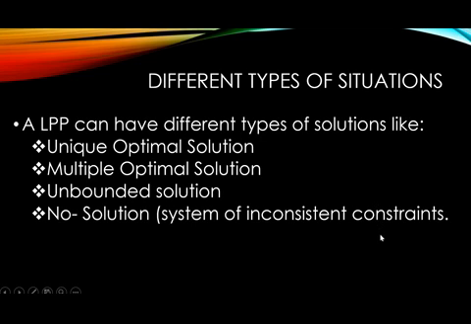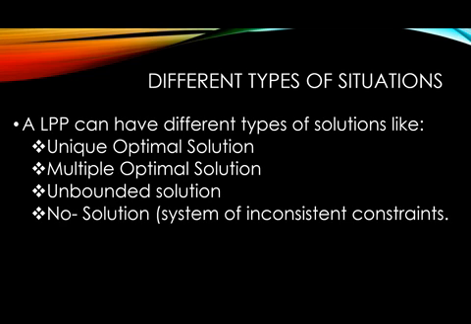So for LPP, when I consider the graphical solution, I can get different types of solutions. The first is the unique optimal solution. Till now, the two problems that we saw had a single point at which either the maximum or the minimum value was obtained. Therefore, I call it a unique optimal solution. The optimal solution is available only at one point.